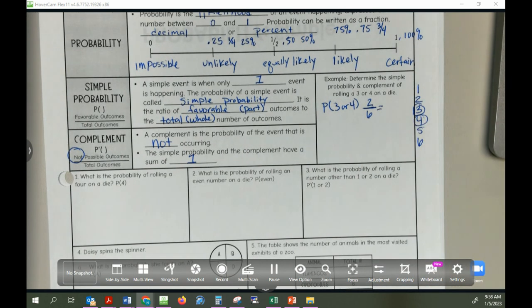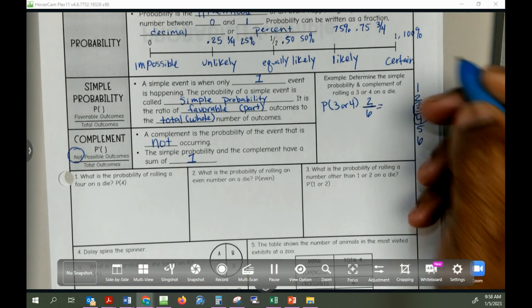So this can be simplified. What does this simplify to? 1/3.